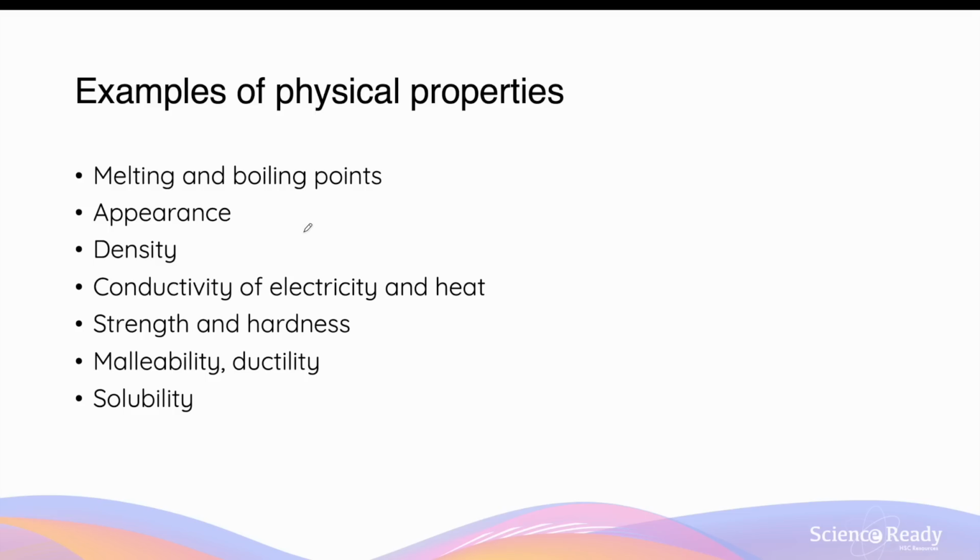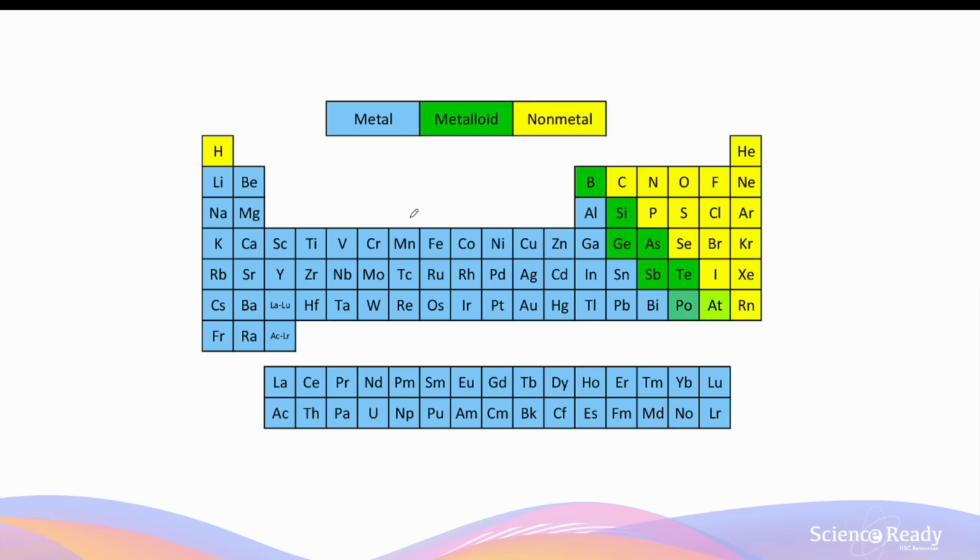In this video, we'll go through the following examples of physical properties: melting and boiling points, the appearance of the substance, density, conductivity of both electricity and heat, the strength and hardness of the material, malleability and ductility, and finally, solubility. The position of an element on the periodic table heavily influences its chemical structure, which in turn affects its physical as well as chemical properties.